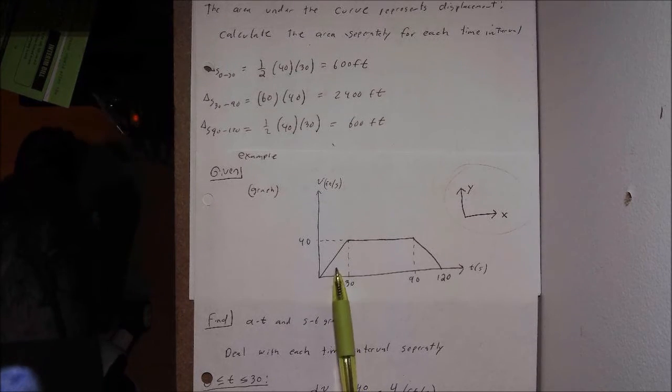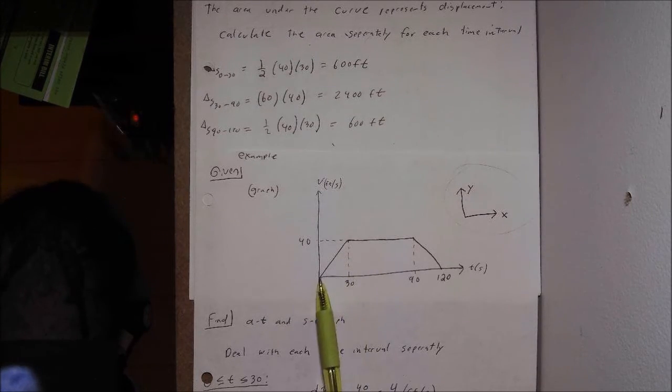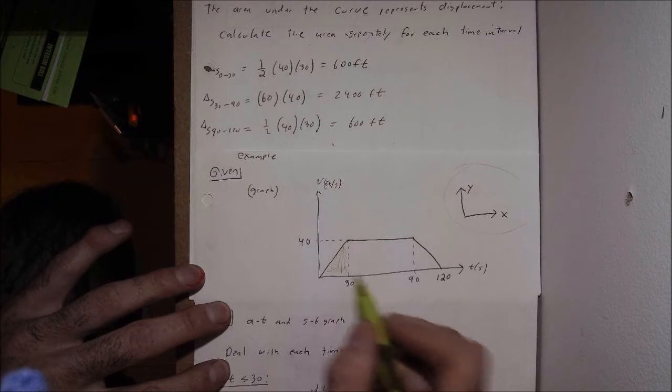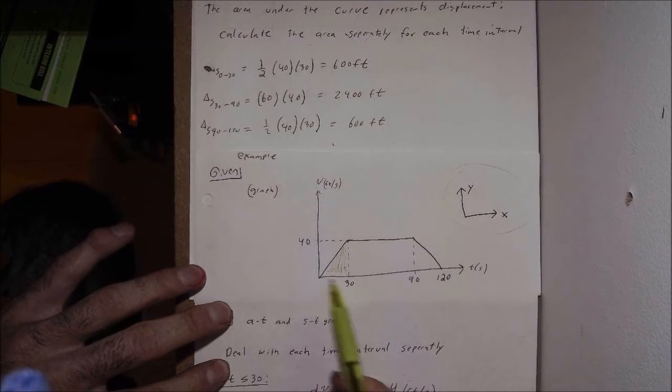We go back to our velocity versus time. Let's look at the first interval from 0 to 30 seconds here. So the area under this curve is right here in this triangle that I'm going to shade in. We have 0 to 30, so we have a distance here of 30, and then we have a distance up here of 40.